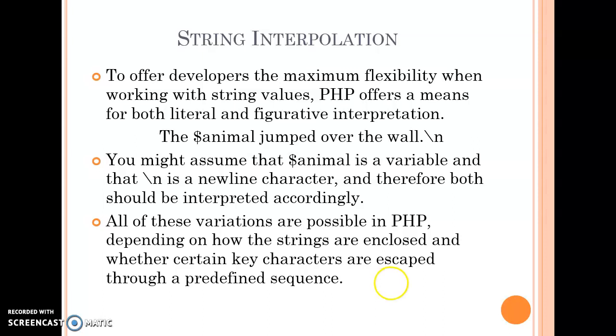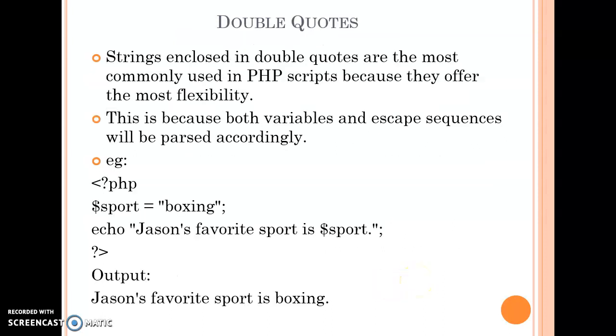Next one, string interpolation. First, double quotes. Strings encoded in double quotes are most commonly used in PHP scripts because they offer the most flexibility. This is because both variables and escape sequences will be parsed accordingly. In this example, $sport equals boxing. The variable $sport has the value boxing.